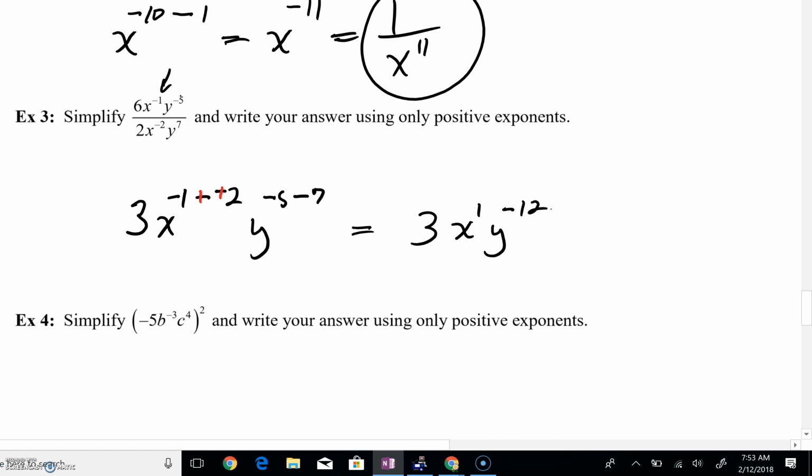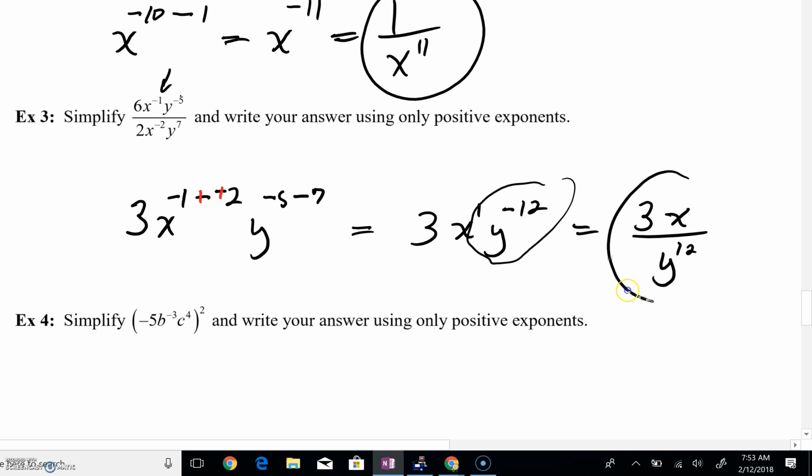Now, could we leave our answer like this? No. Anytime you have a negative exponent, you have to make one more switch. How many terms have to get moved here, though? Just one. Just the negative exponent. Don't move the 3. Don't move the x to the 1. Only move the term with the negative exponent.